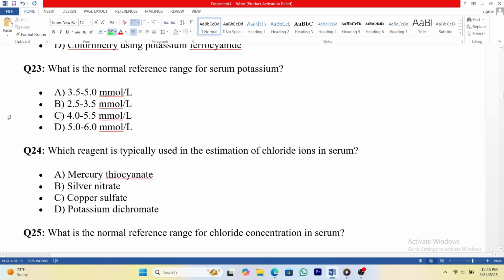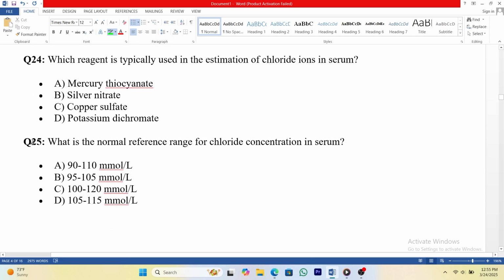23. What is the normal reference range for serum potassium? A. 3.5 to 5.0 mol/L. B. 2.5 to 3.5 mol/L. C. 4.0 to 5.5 mol/L. D. 5.0 to 6.0 mol/L. Answer: A.